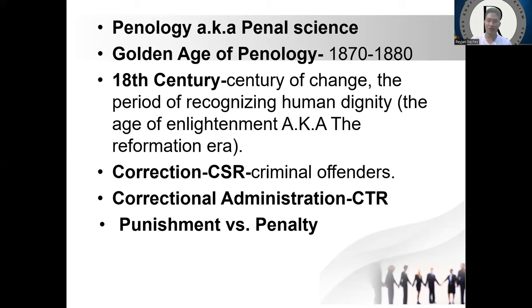Then when we say punishment versus penalty, remember, for example, if the death penalty is given, that is what we call the penalty. So what would the punishment be? The punishment could be death penalty through electrocution or death penalty through lethal injection and so on. That is the difference between punishment and penalty. Okay, next.